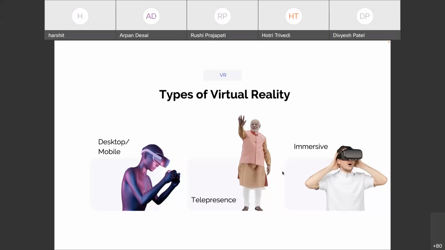The third one is immersive virtual reality. Now, immersive virtual reality is the most interesting. Here you have to use a VR headset. When you wear the VR headset, you will be completely immersed in the virtual environment. You can roam through that environment and manipulate objects in it. That is called immersive virtual reality.